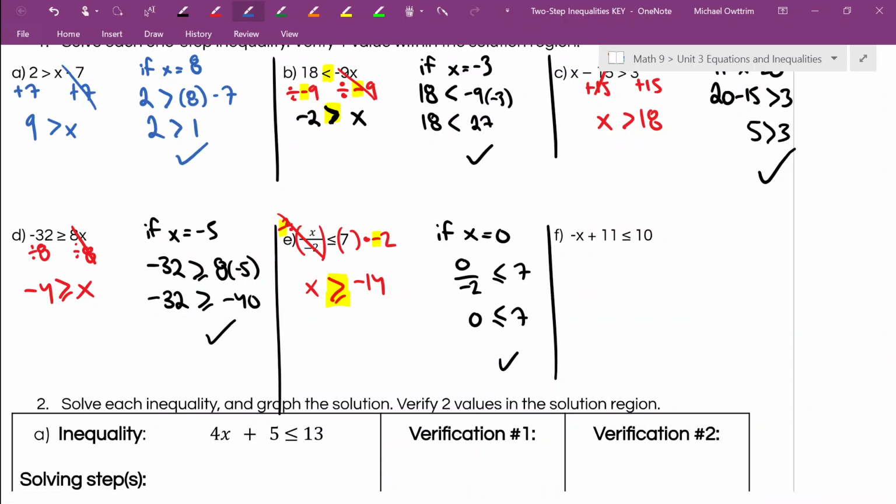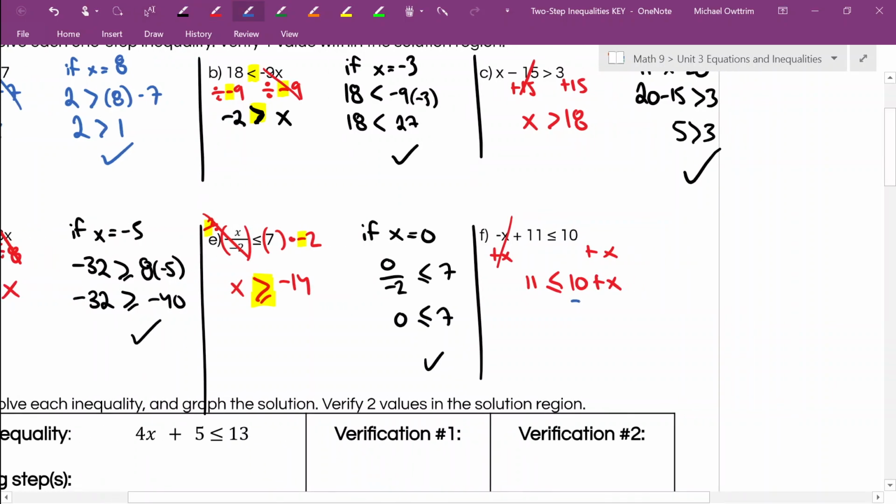So there's a few ways you can look at this. Like in our equations unit, probably the best is to get your x positive. And to do that, we need to cancel out that minus x with a plus x. That gives us 11 is less than or equal to 10 plus x. We can then subtract our 10 from both sides and get 1 is less than or equal to x, which means x is greater than or equal to 1.